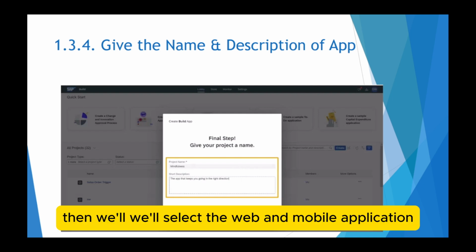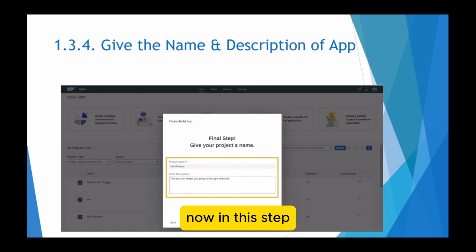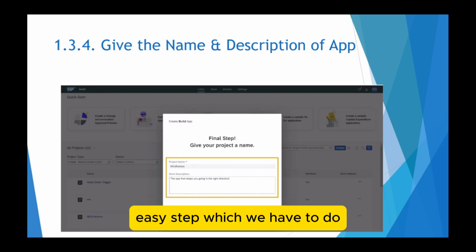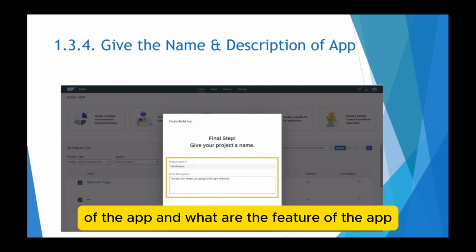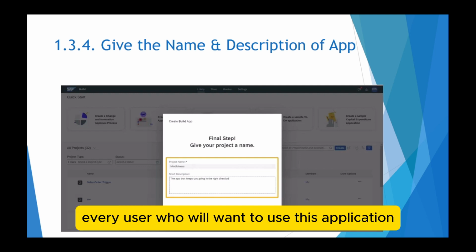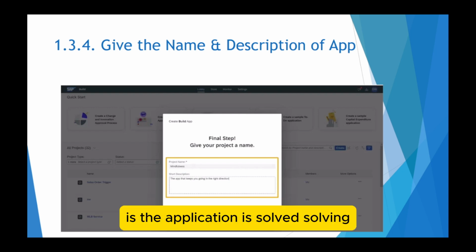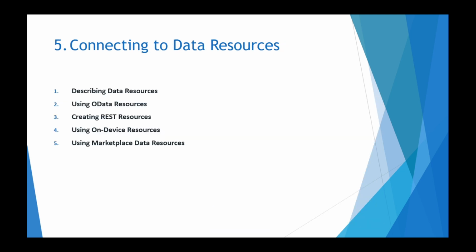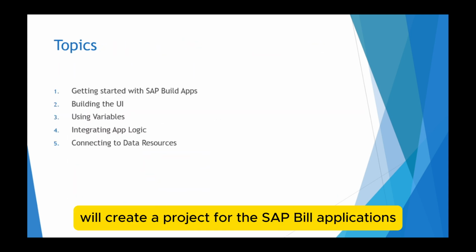Here we will select the web and mobile application when getting started with building an SAP app. Now in this step we have to give the name and description of the app. This is the easiest step. We give the name of the app in the project name field, and then a short description of the app, such as the purpose and features of the app, so that every user who wants to use this application can easily find out what the purpose of building this app is and what problem the application is solving. Finally, when we click on the create button at the bottom of the screen, SAP Build Apps will create a project for the application.